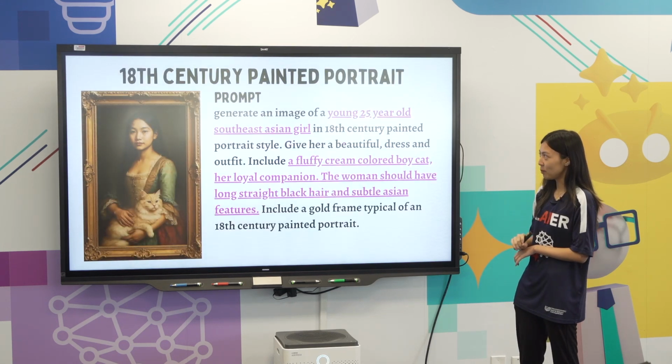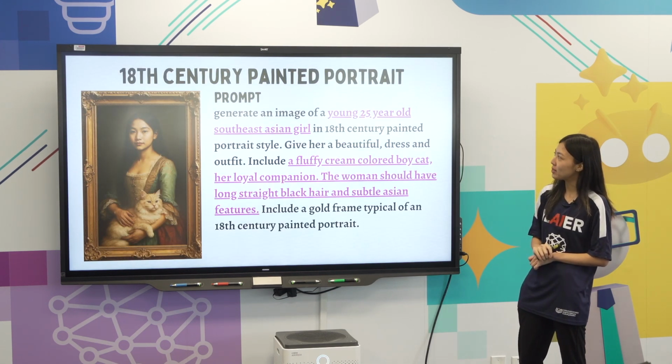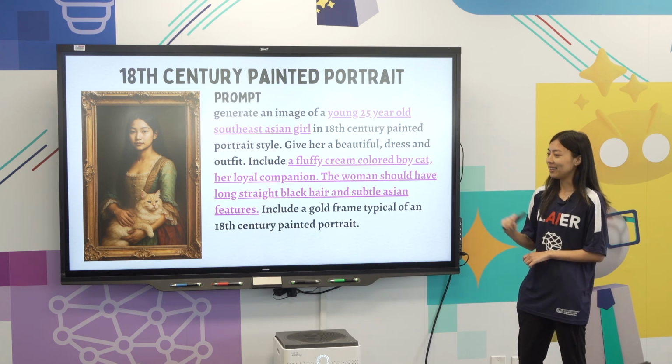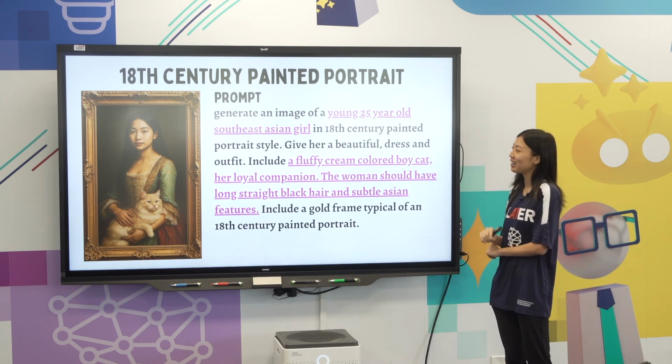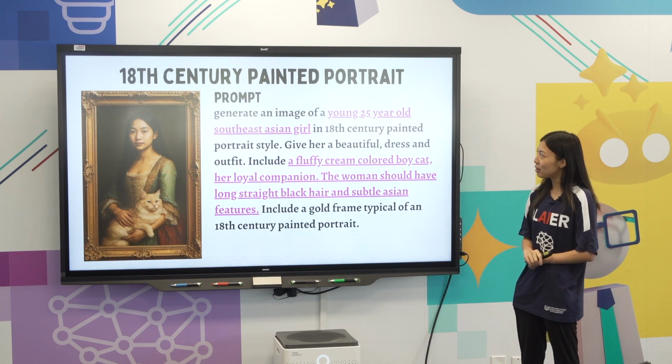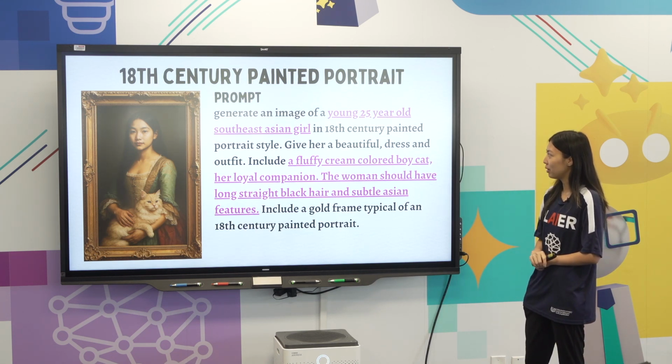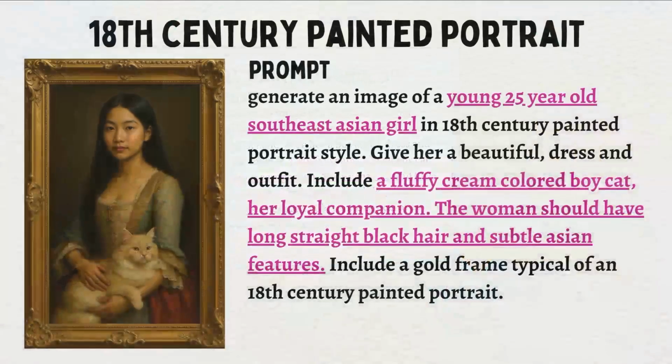The third one, we have the 18th century painted portrait. I think this is my idea because I haven't seen this anywhere on the internet yet, so maybe I'm going to be starting a new trend here. Generate an image of a young 25-year-old Southeast Asian girl in 18th century painted portrait style. Give her a beautiful dress and outfit. Include a fluffy cream-colored boy cat, her loyal companion. The woman should have long straight black hair and subtle Asian features. Include a gold frame typical of an 18th century painted portrait.